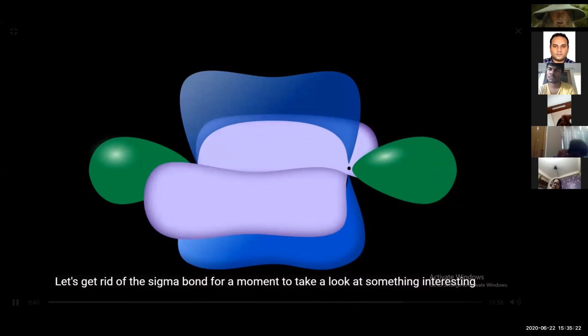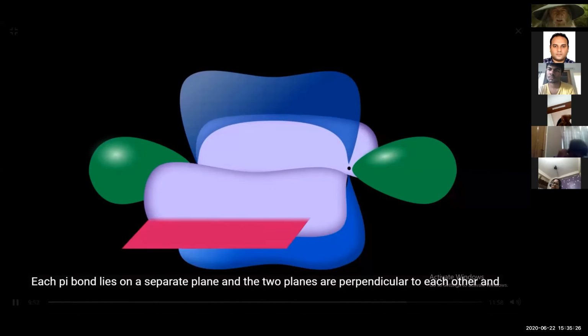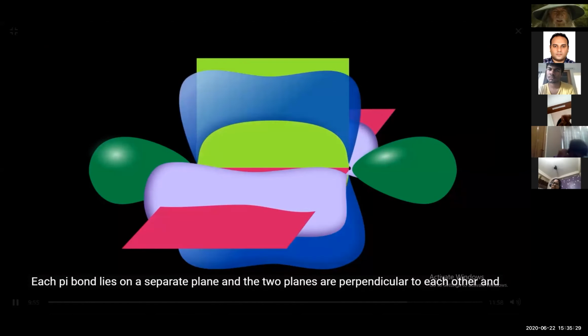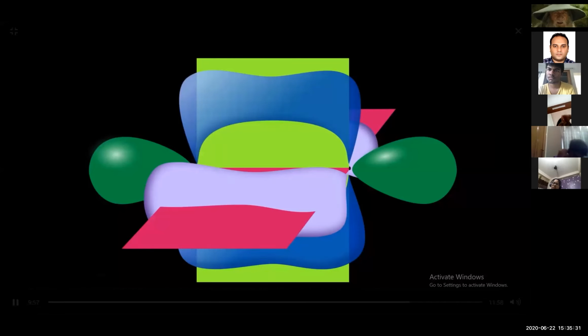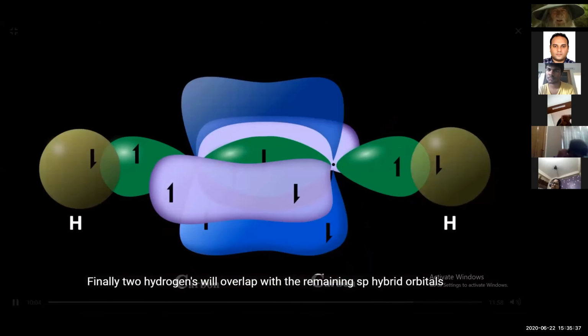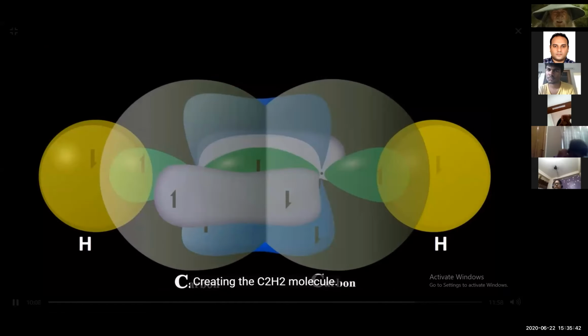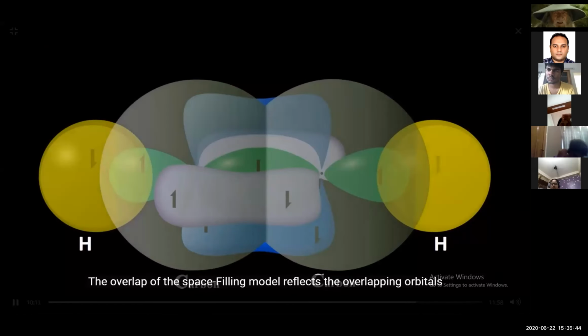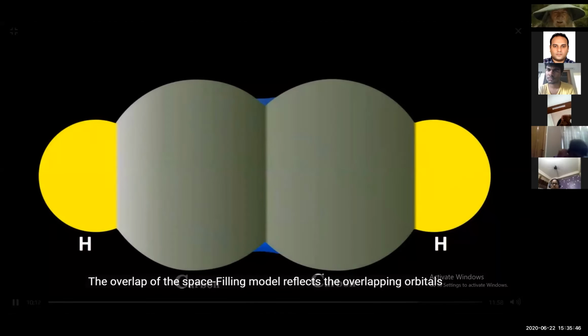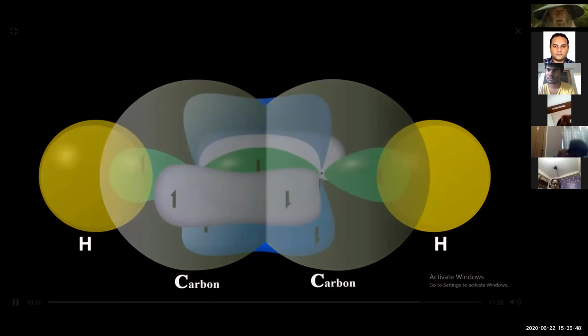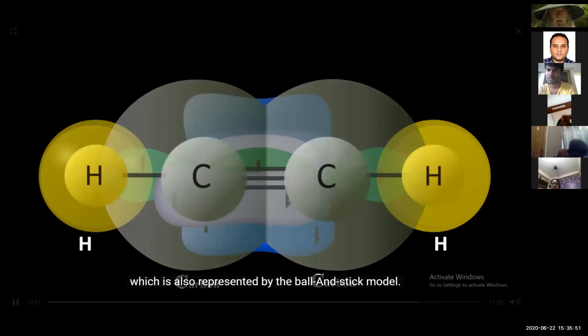Let's get rid of the sigma bond for a moment to take a look at something interesting. Each pi bond lies on a separate plane, and the two planes are perpendicular to each other, and so the two pi bonds are perpendicular to each other. Finally, two hydrogens will overlap with the remaining sp hybrid orbitals, creating the C2H2 molecule. The overlap of the space-filling model reflects the overlapping orbitals, which is also represented by the ball and stick model.